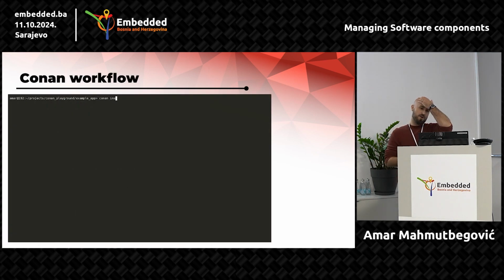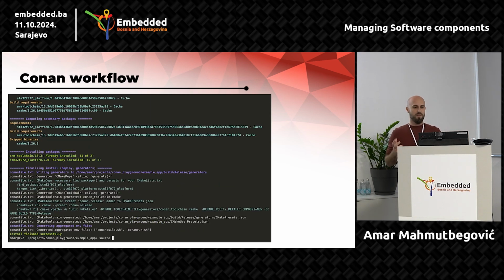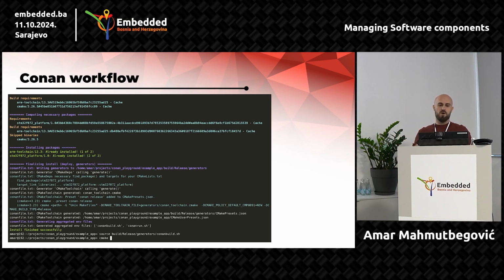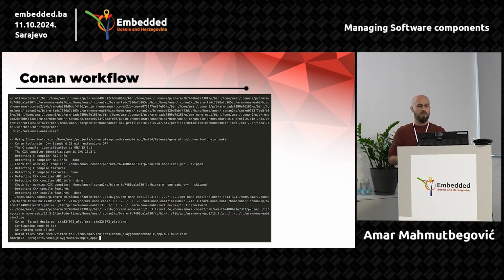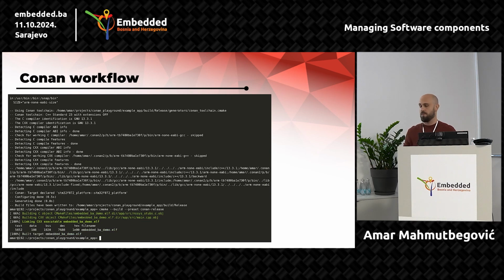Okay, and here's the Conan workflow. First we run conan install. Then we are sourcing environment variables needed for building the project. Then we are running the configure phase of CMake. And after that, we are building the project. We will break this down into individual steps now.